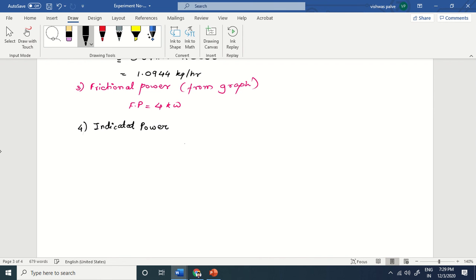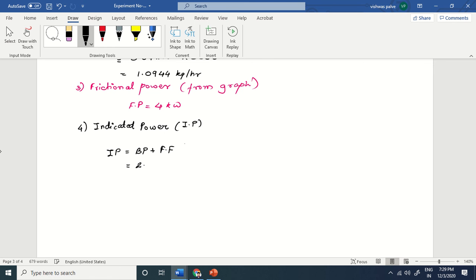Bear with my handwriting, it is difficult to write on screen. Okay, so indicated power: the formula for calculating the indicated power is brake power plus frictional power.